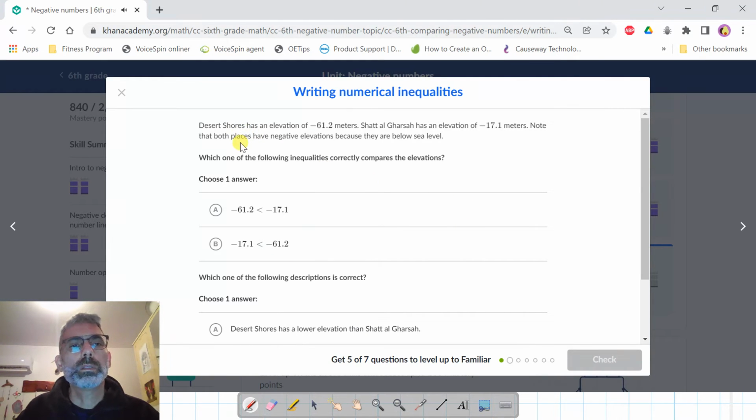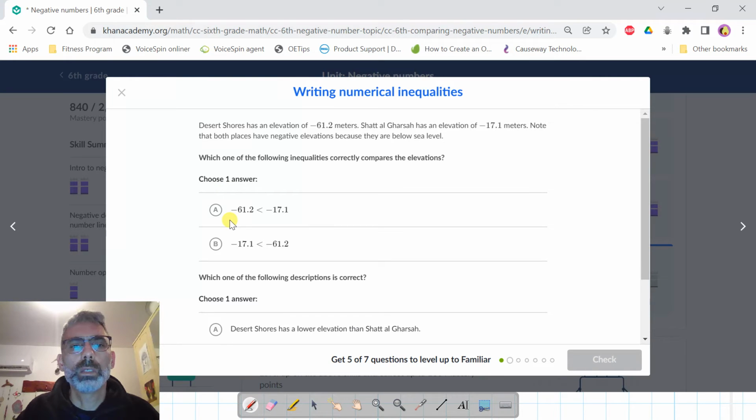Desert Shores has an elevation of negative 61.2 meters. Chatel Jalsa has an elevation of negative 17.1 meters. Note that both places have negative elevations because they are both below sea level. Which one of the following inequalities correctly compares the elevations?